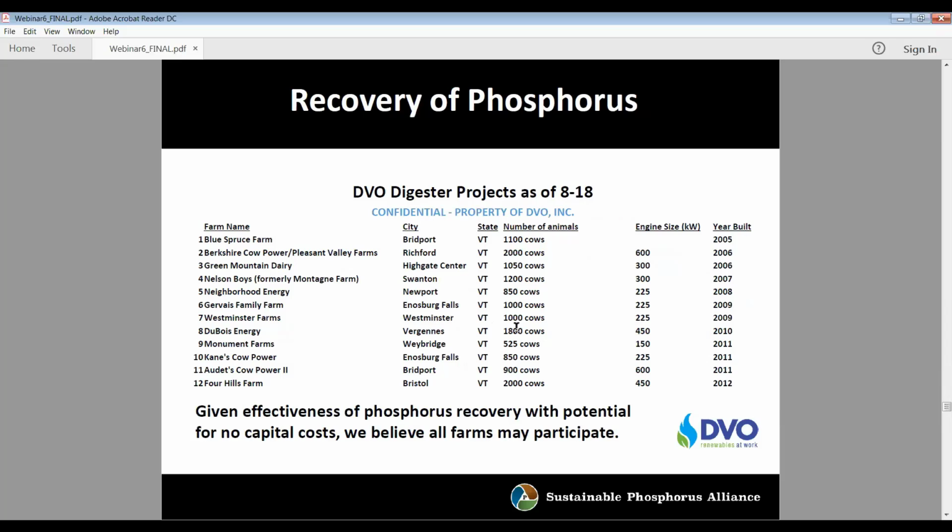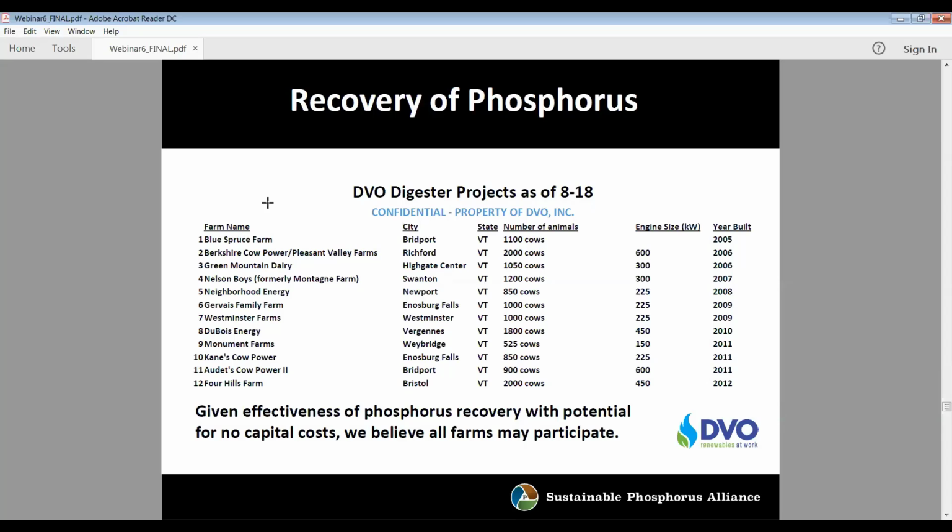There are 12 of these systems that have DVO digesters in place, and the engine size associated with these digesters is shown, the year built is shown, and there's a lot of cows and manure in these things. The first one, Blue Spruce Farm, actually has 2 digesters in place, and these are statewide, throughout, mostly in Addison and Franklin County, up in the northwest and the central west part of the state of Vermont.